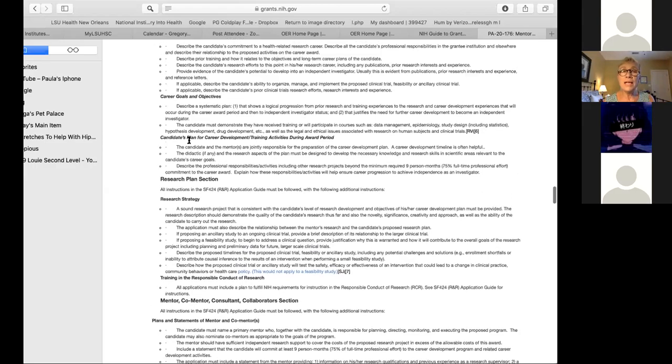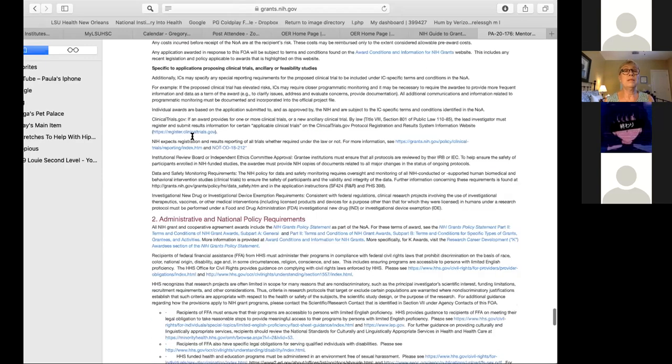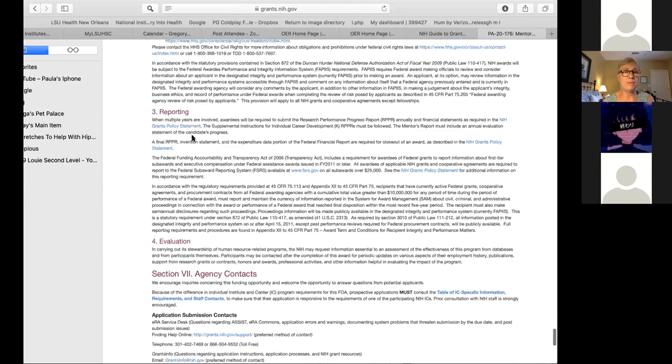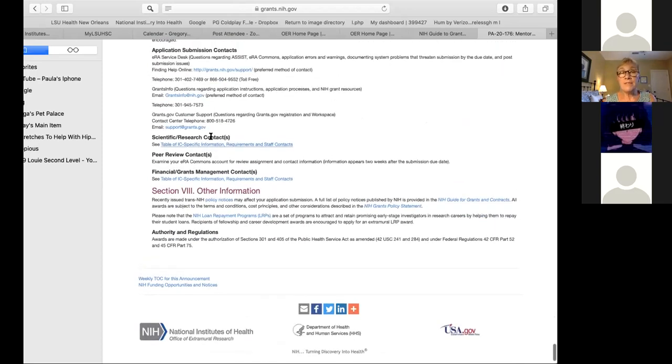All right, so it's all laid out here. And then at the very bottom, all the administrative things. Hopefully you have business managers and people like that who help you with that. For the scientific research context, it again goes to that table because for each different institute, there's a different program officer for the Ks. Most, and I won't say 100%, but most of the K program officers at NIH are people who've been chosen who are really good at working with junior people and want to help people get their grant. Okay?